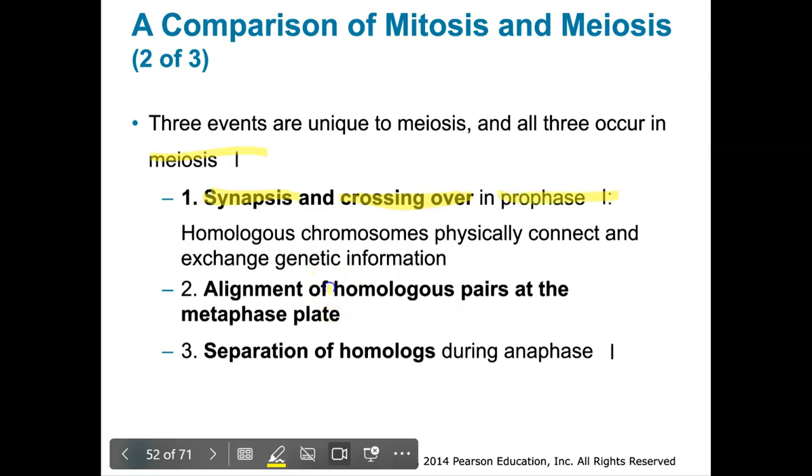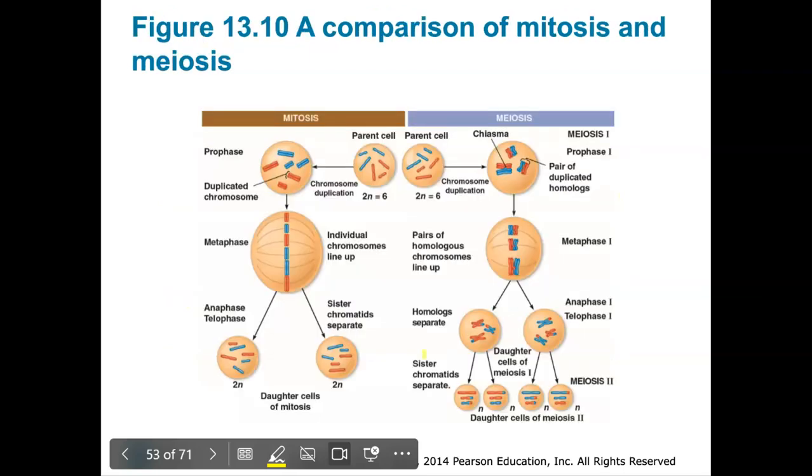Then we have homologous pairs lining up at the metaphase plate during metaphase. And then we have separation of homologous pairs during anaphase 1. So all these things on this slide, which is slide 52, all of these events only happen in meiosis, specifically only in meiosis 1, and they don't happen in mitosis.